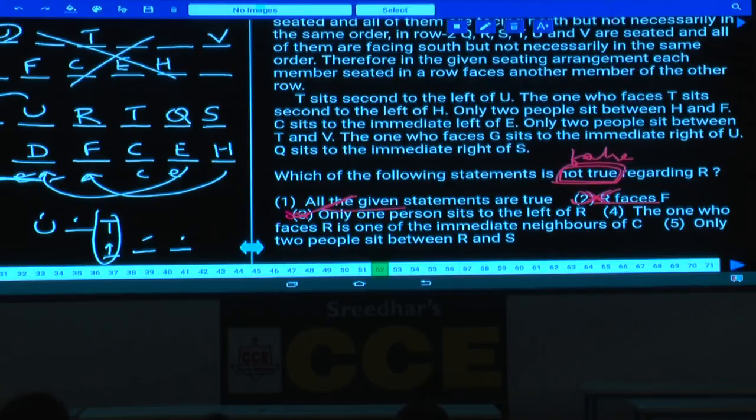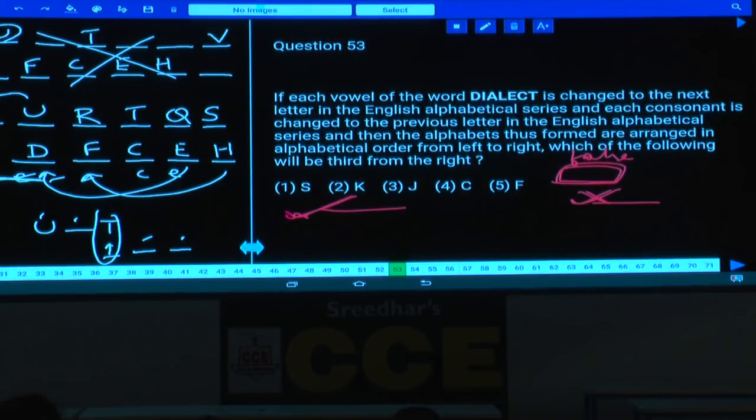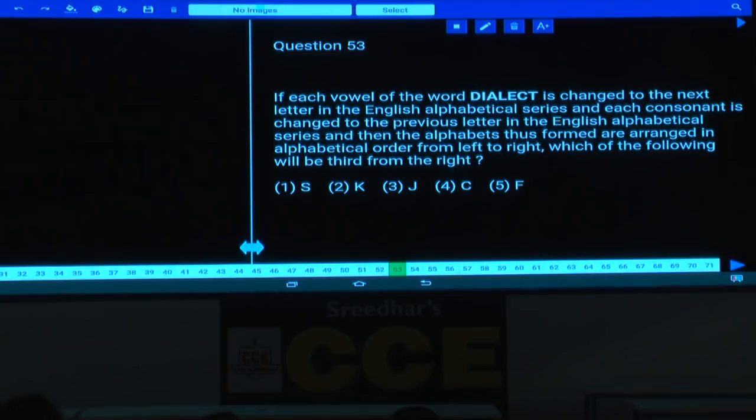Now this is about question number 52. Then question number 53. In this 53, for each vowel of the word dialect, D-I-A-L-E-C-T, the vowel is changed to the next letter. Vowel I becomes J, A becomes B and E becomes F. Vowel is changed to the next letter and each consonant is changed to the previous letter.